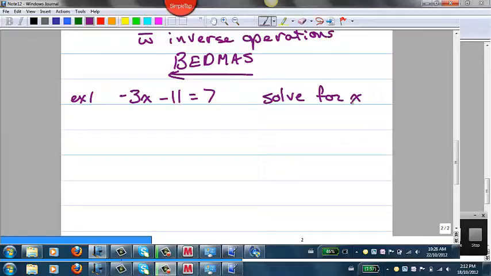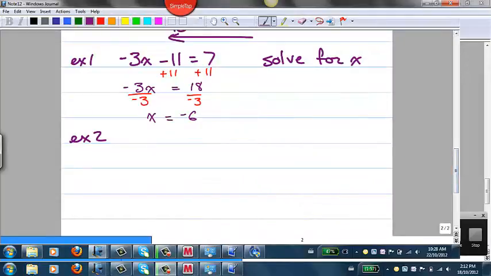In a case like this, we want to get rid of anything that's added or subtracted to the term with the x in it. So I'm going to get rid of that negative 11, move it to the other side by adding 11 to both sides. That gives me negative 3x is equal to 18. Then I want to get rid of the 3 that's attached to the x. It's negative 3 times x, so I'm going to do the inverse of that and divide both sides by negative 3. That leaves me with x is equal to negative 6.